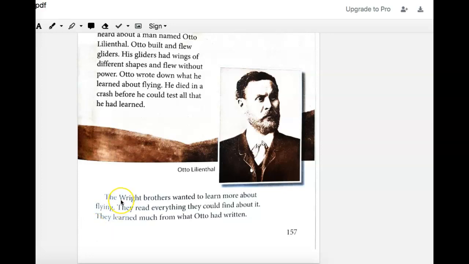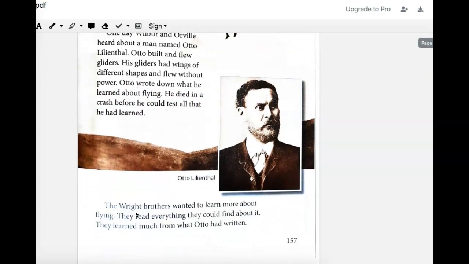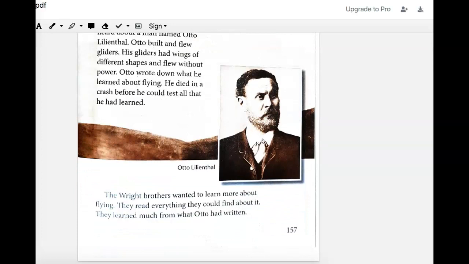So who built and flew the gliders? Was it the brothers? No, it was Otto Lilienthal. Then what did Otto do with all the information that he learned about flying? He wrote them down. Very good. But what happened to Otto before he could test all that he had learned about flying? He died in a crash. Uh-oh. Then what did the Wright brothers learn from Otto's writing? They learned information about flying.